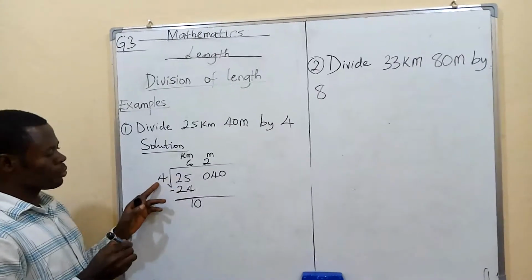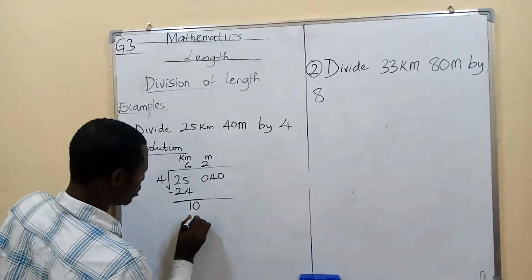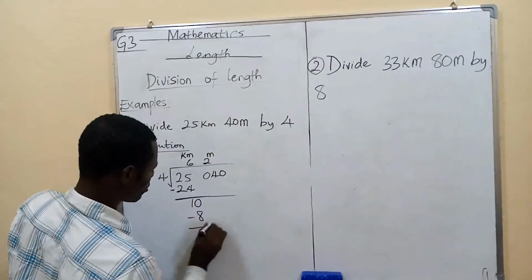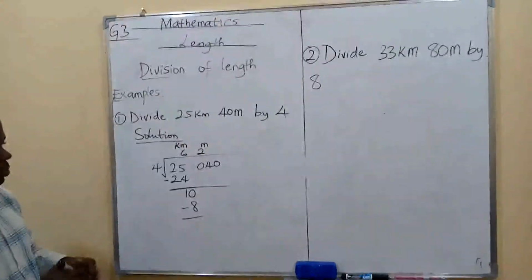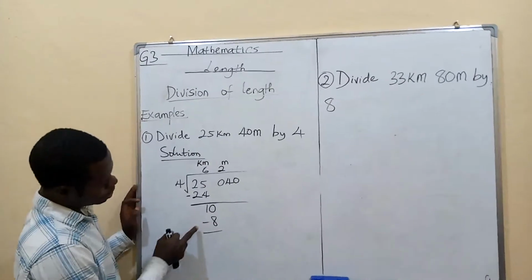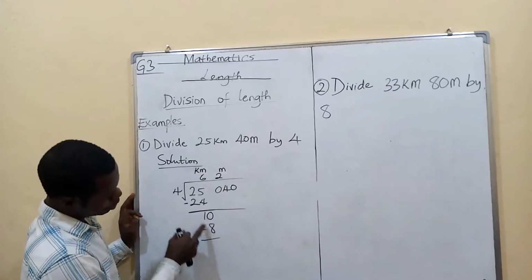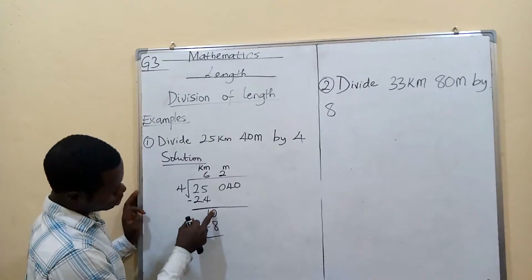2 times 4 is what? 8. Now you subtract. Now we have 10 take away 8. That is 0 minus 8. Not possible. We borrow 1 from here to this one.